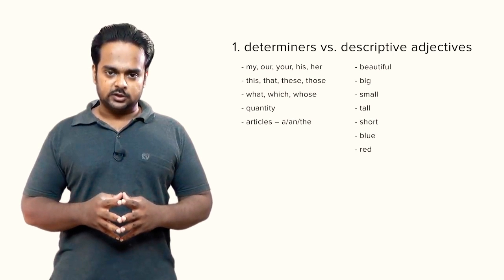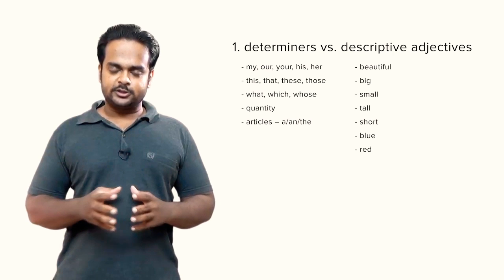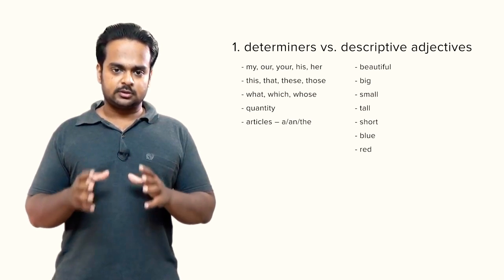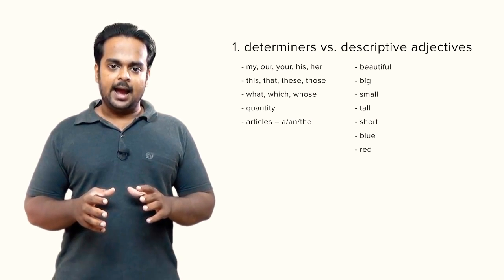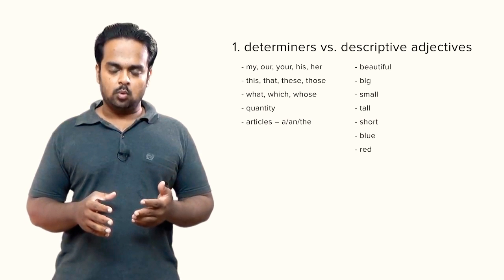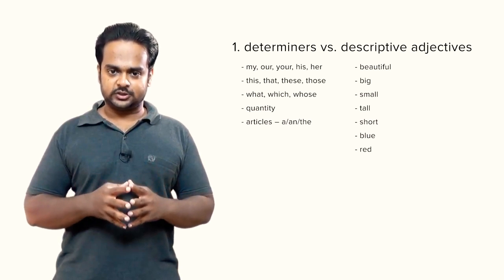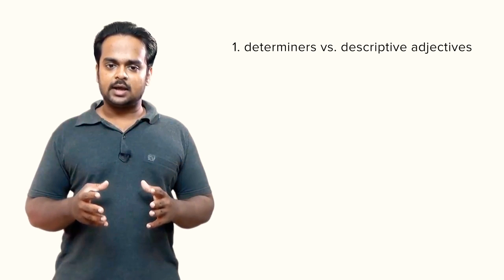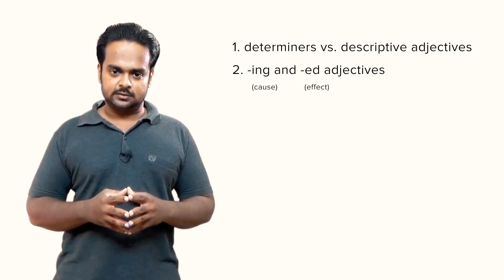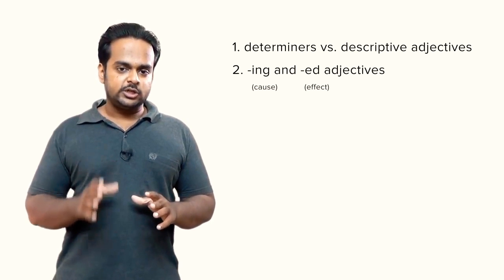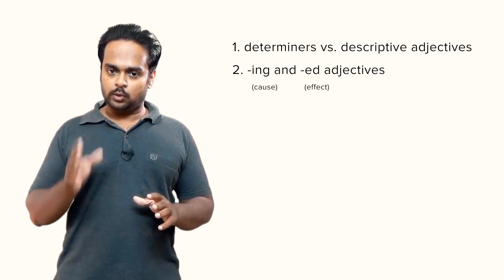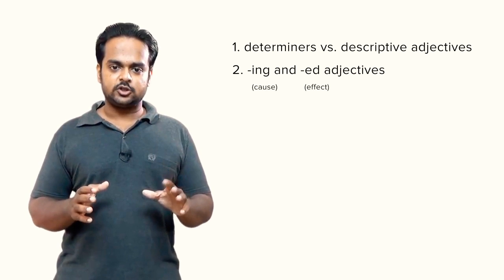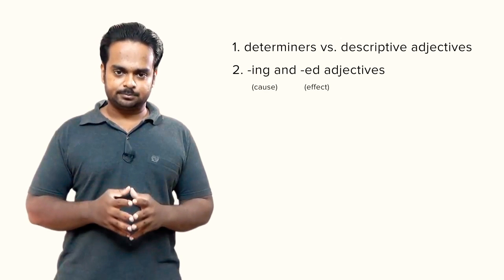We first learned about the 2 main types of adjectives. Determiners, which are a group of grammar words that act as adjectives, and descriptive adjectives, what we can think of as the real adjectives. Then we looked at ed and ing adjectives. Remember that ing adjectives show cause or reason, and ed adjectives show effect or result.